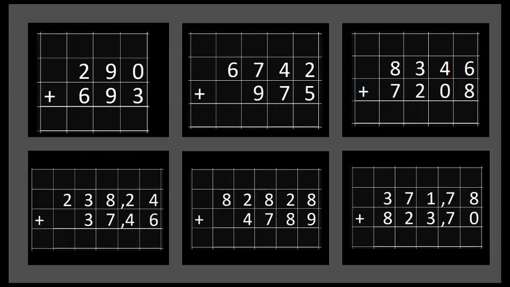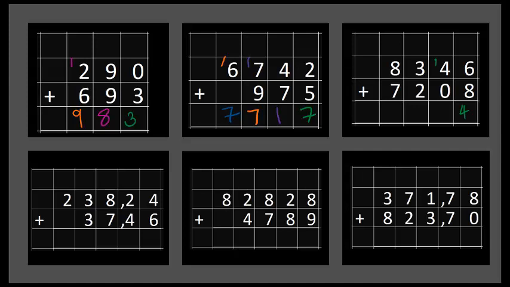290 plus 693. So we're going to start at the end. 0 plus 3 is 3. Then we've got 9 plus 9 is 18. Carry 1 over. And then we've got 6 plus 2 is 8. Plus 1 is 9. Easy. Next question. 2 plus 5 is 7. 4 plus 7 is 11. Carry 1 over. 7 plus 9 is 16. Plus 1 is 17. 7. Carry 1 over. And then we say 6 plus 1 is 7. Easy.